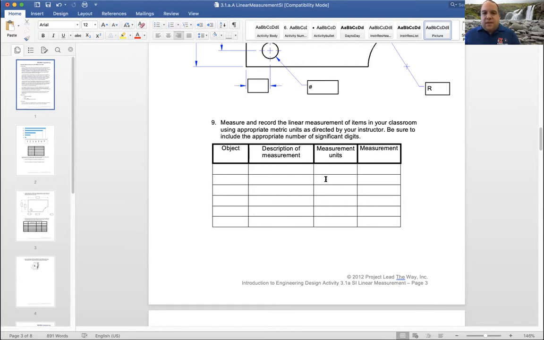The units that you're recording, those are all going to be in centimeters. So make sure you're recording everything in centimeters.